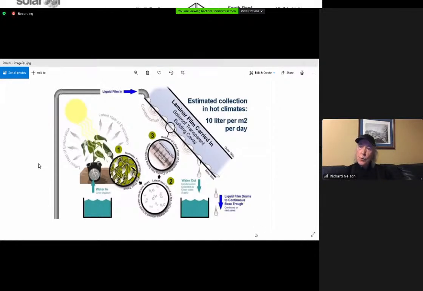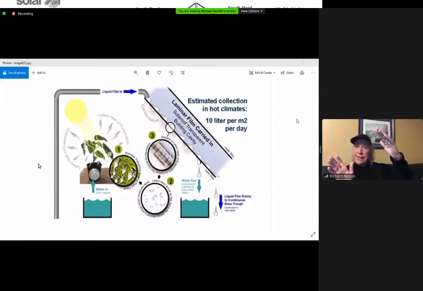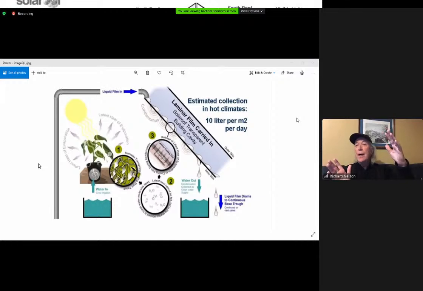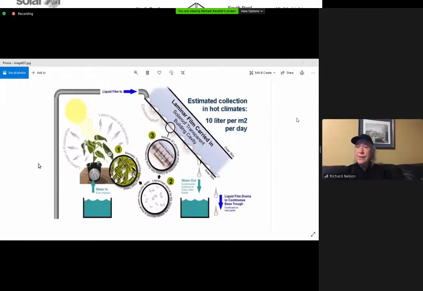Okay, so what you're seeing there is a portion of the glazing or the building envelope, and let's say it's 1 meter squared. Because see that 10 liters per square meter, that's per square meter of solar collection, sunlight coming through, whatever the envelope, whatever size.